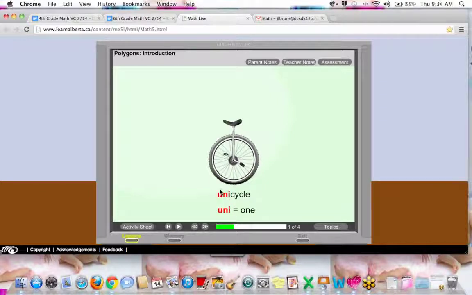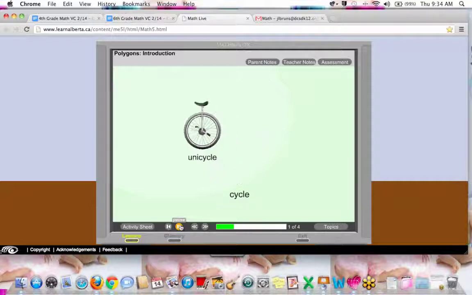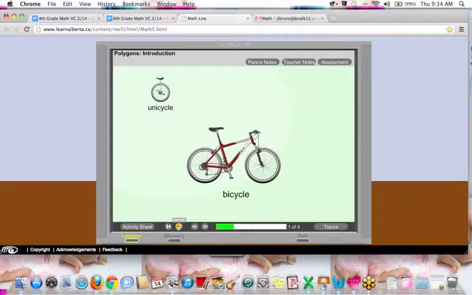All right, so notice these different prefixes, or what they're called. You're going to start recognizing these in a lot of different words, not just unicycle, but like universe. That means one universe. So there are lots of different prefixes that we're about to learn that can be related to different shapes. A bicycle has two wheels. Bi means two. All right, think of another word that starts with bi.